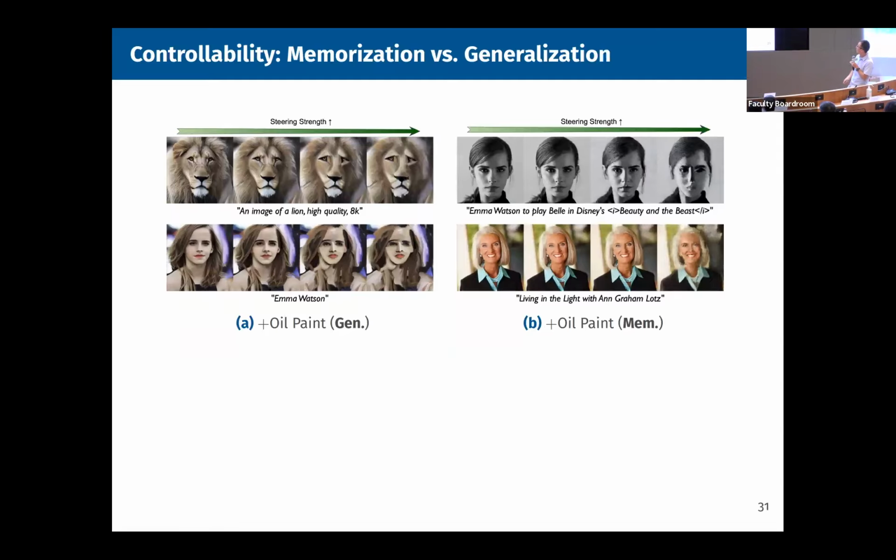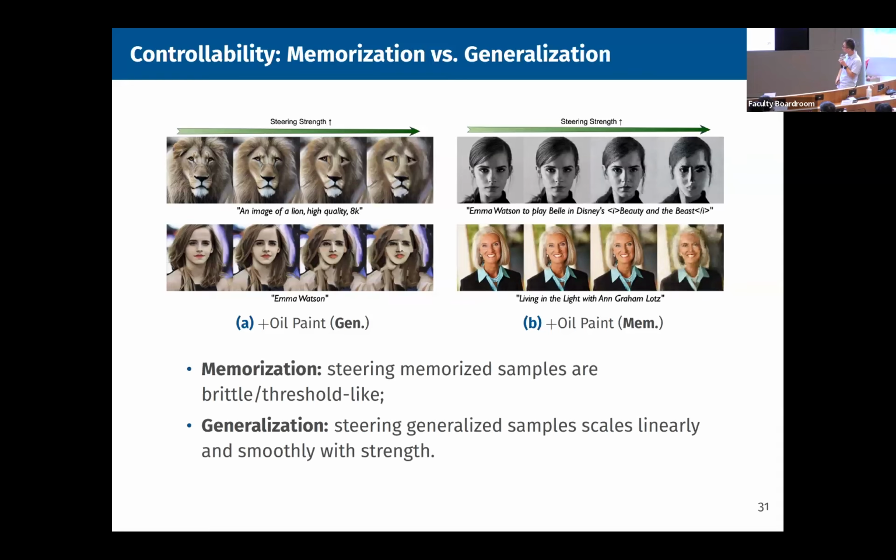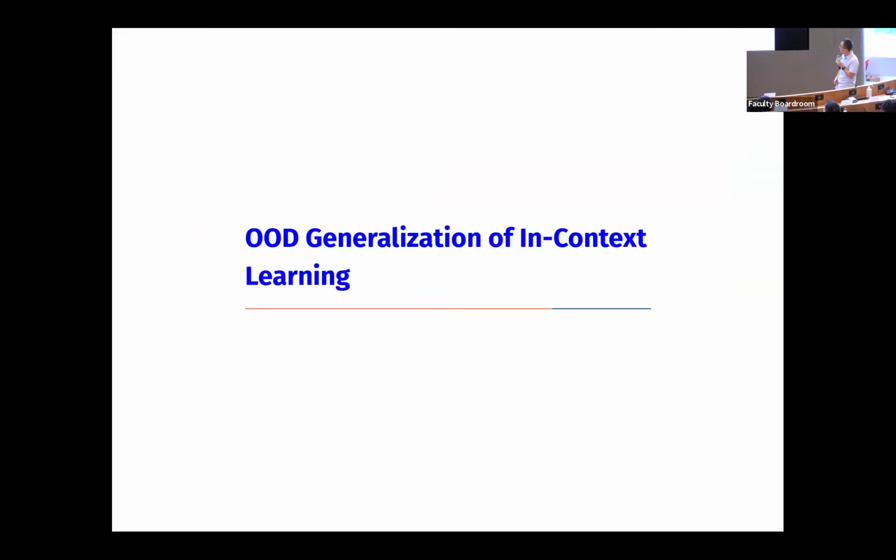We also tried another example, adding an oil paint style to the image. We change the strength, and the generalized sample changes smoothly. But if you look at the memorized samples, there is a very brittle, very abrupt change when steering the model. So the memorized and generalized samples are operating in very different styles. It provides some understanding of how the model can be controlled and how it works.